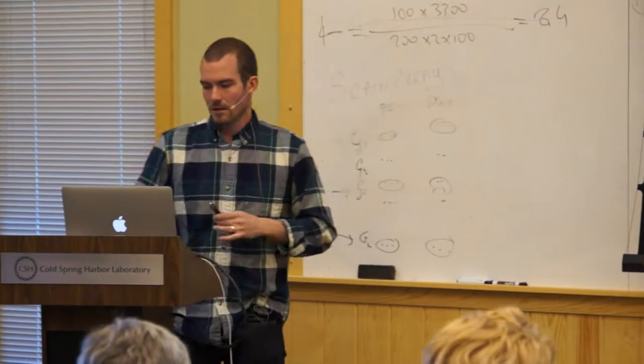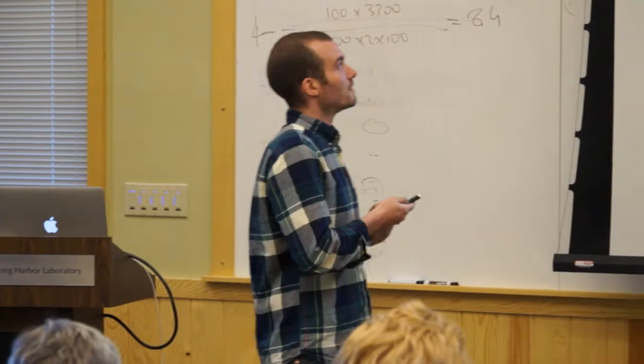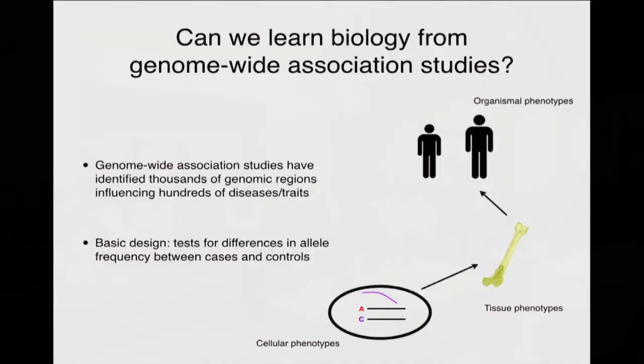This is genome-wide association studies. The question is, can we learn biology from genome-wide association studies? This is the figure I showed you before, where we have a genetic variant that influences some sort of cellular phenotype, which in turn influences a tissue phenotype, which in turn influences an organismal phenotype. And a genome-wide association study, for people who don't know, is at the level of the organismal phenotype. So you take cases and controls of some disease, or measure lipid levels in hundreds of thousands of people.